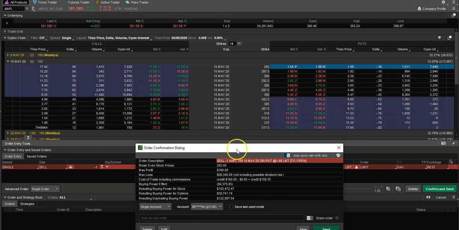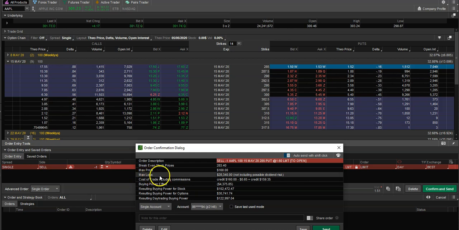283.40. How did we come up with that number? Well, we take 285, the strike, and we collect $1.60 worth of premium. We subtract that from the strike we sold it at, and we get 283.40. So essentially, Apple's at 301.70 right now. I could be wrong by about $18 on this stock by expiration, and I could collect that whole $1.60 that I sold.